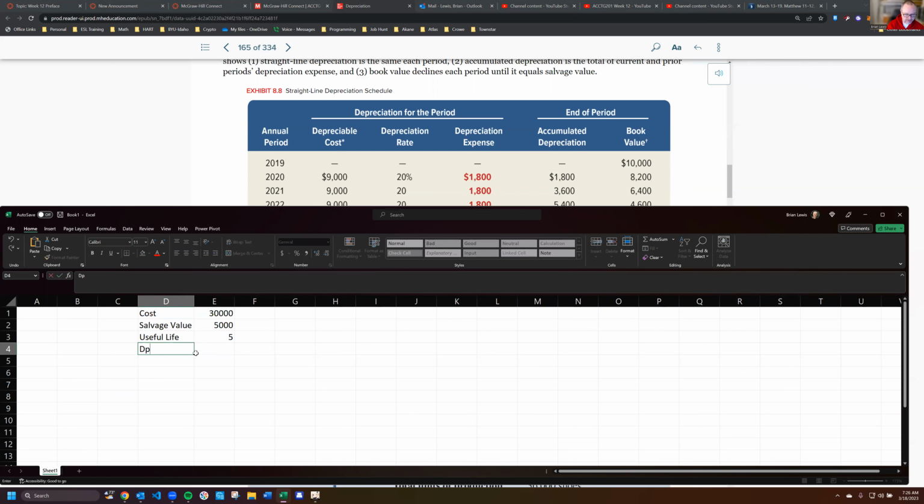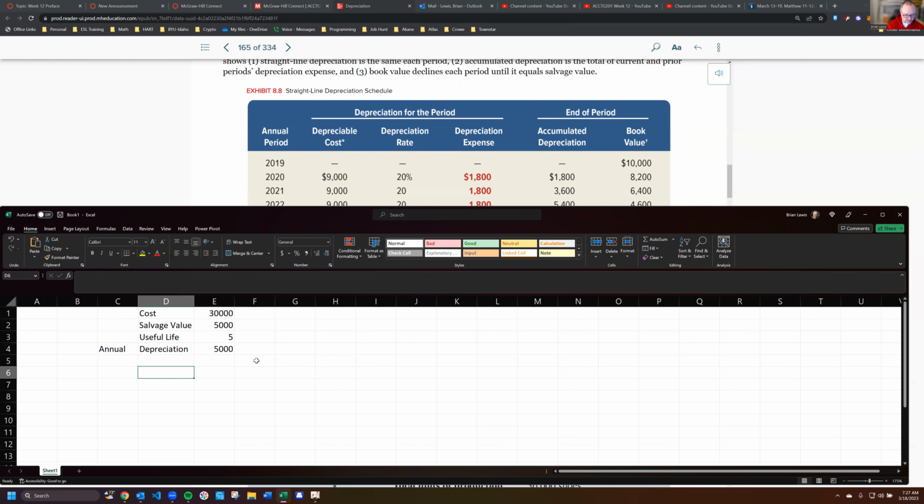So my annual depreciation is going to be the cost of the item minus its salvage value divided by the useful life. That's the formula, right? Cost minus salvage value divided by useful life. That's a pretty basic calculation. So $5,000 per year is what we're going to depreciate.